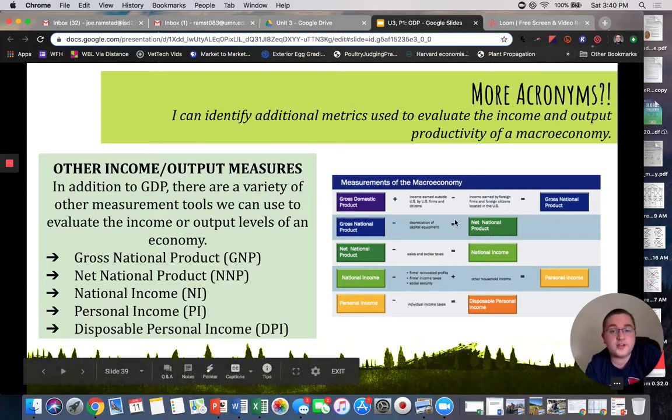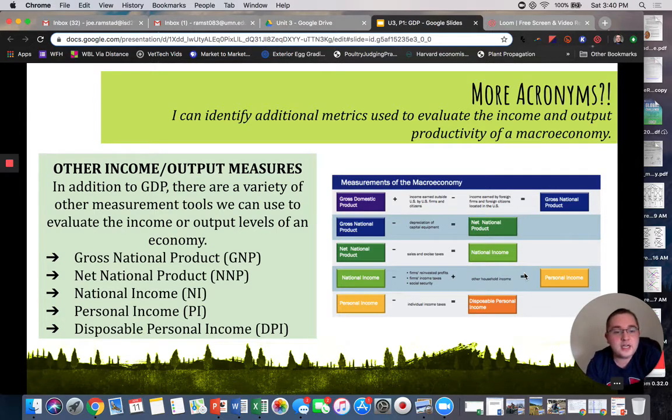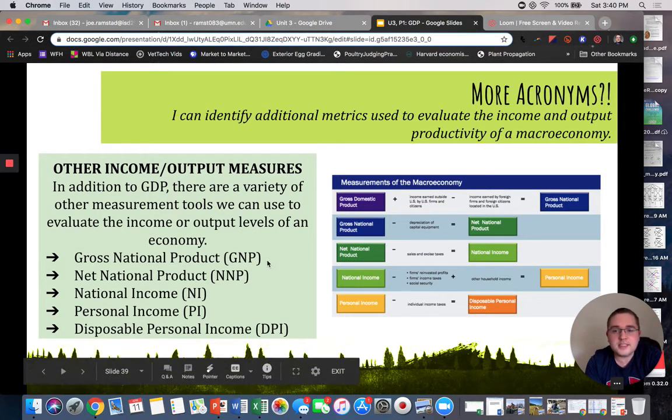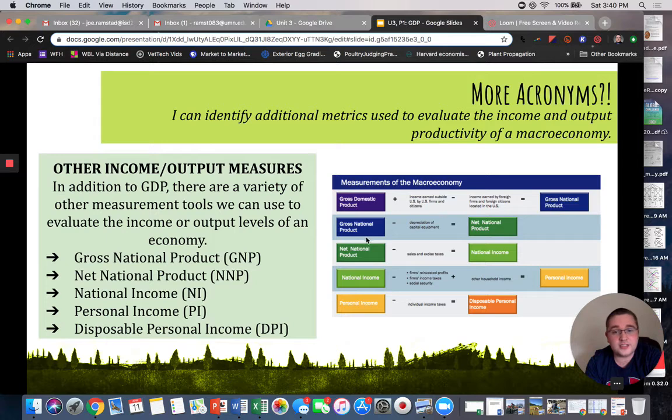And this chart over here, measurements of the macroeconomy, does a really nice job, for you visual learners, explaining how all of these different metrics are linked to one another. So we see gross domestic product yields gross national product, and then gross national product minus depreciation is net national product.